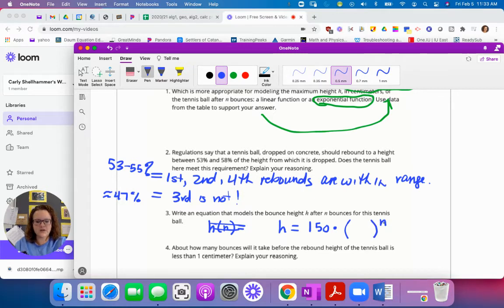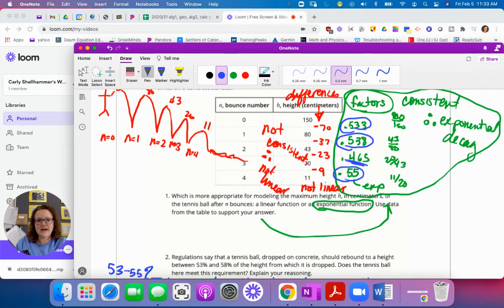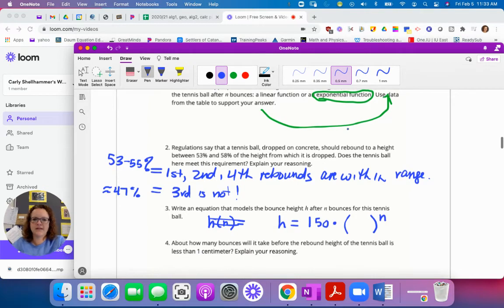Now, what are we going to do about that factor? Okay, personally, I would take them and average them together. So I can say 0.533 plus 0.538 plus 0.465 plus 0.55, and then divide that by 4, and I get 0.52. So that's the value I'm going to use. Okay, anything within that 0.53 to 0.55, okay, that's going to work.